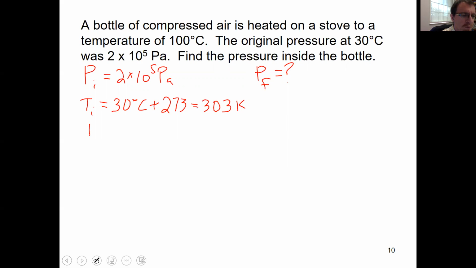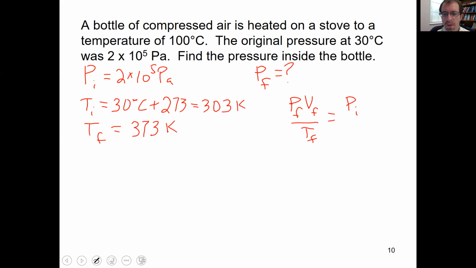And let's see, what's our final temperature? Our final temperature would be the 100 degrees Celsius plus 273. That would give us 373 Kelvin. Okay, all right. Let's see, what was our equation from the previous slide? P final V final over T final equals P initial V initial over T initial. Okay. So I've got the initial temperature. I've got the final temperature. I've got the initial pressure. But I've got those volumes kicking around in there.